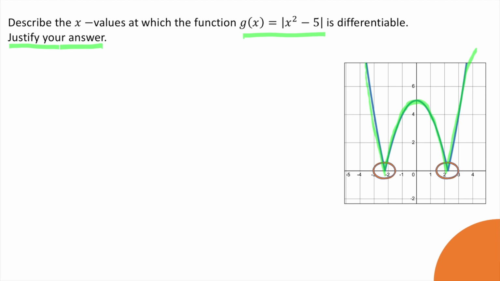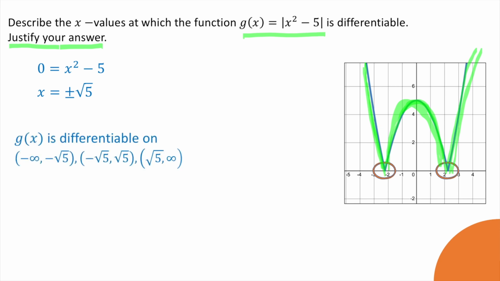Well, the x-axis, that's when y equals 0, so we'll set the function to 0 and solve for x. So at x equals plus or minus the square root of 5, we have a problem. We're good to go up until negative root 5. Then between negative and positive root 5, we're okay. And then continuing on after positive root 5, we're okay. So mathematically, that would look like this. G of x is differentiable from negative infinity to negative root 5, between the root 5s, and from root 5 to infinity.